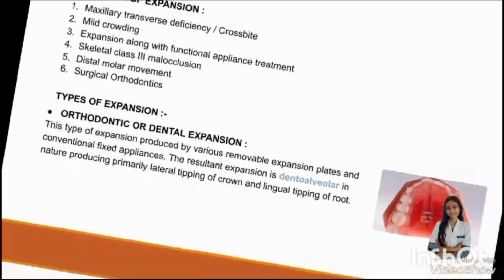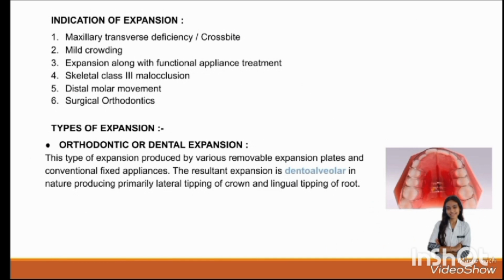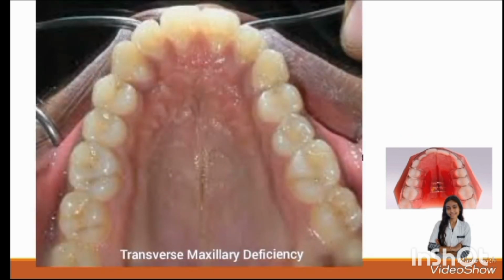Indications of expansion. Indications are maxillary transverse deficiency, crossbite, mild crowding, expansion along with functional appliance treatment, skeletal class 3 malocclusion, distal molar movement, and surgical orthodontics. Maxillary transverse deficiency or crossbite. Maxillary expansion has become a routine procedure in treating maxillary transverse deficiency in a variety of malocclusions in young orthodontic patients.